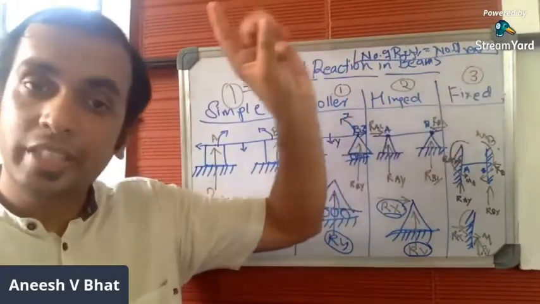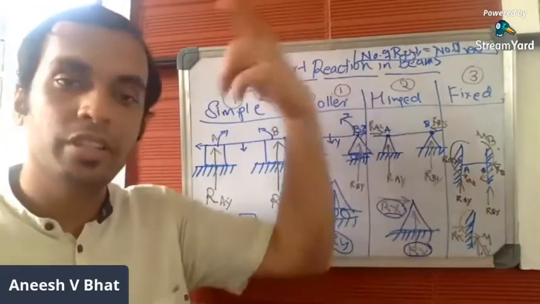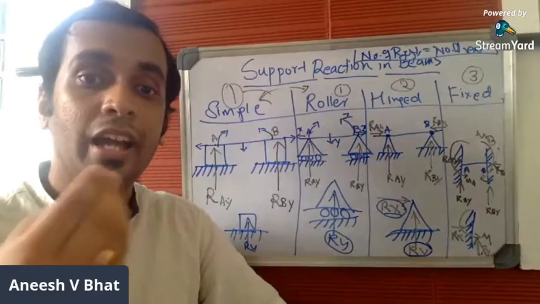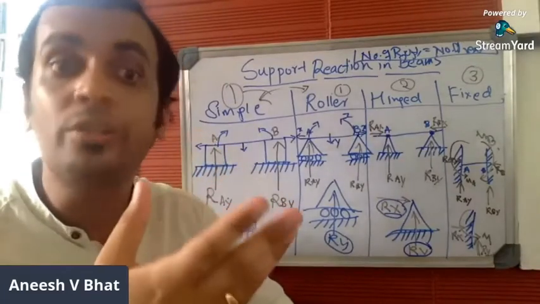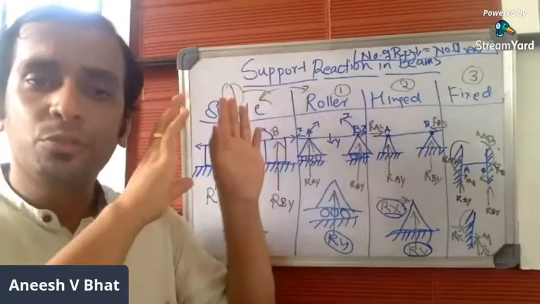In a fixed support, you have three restrictions. That's why you have three reactions: one in the Y direction, one in the X direction, and the other one is the moment, which acts as one of the support reactions since it cannot rotate. So these are the four types. You have to remember this.